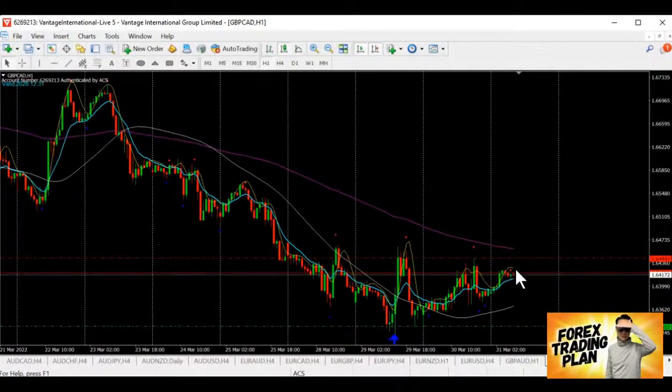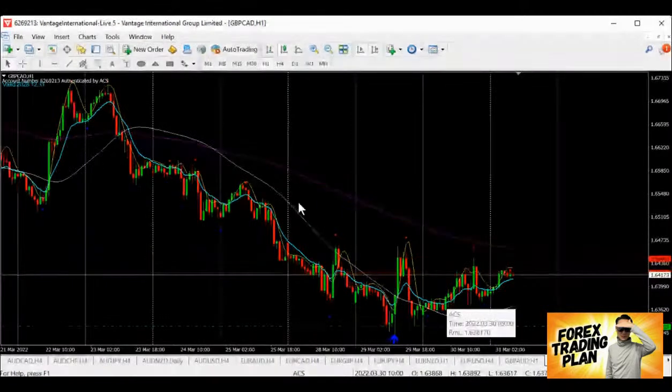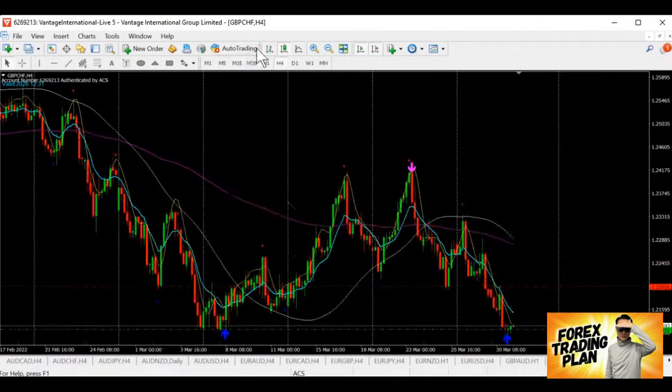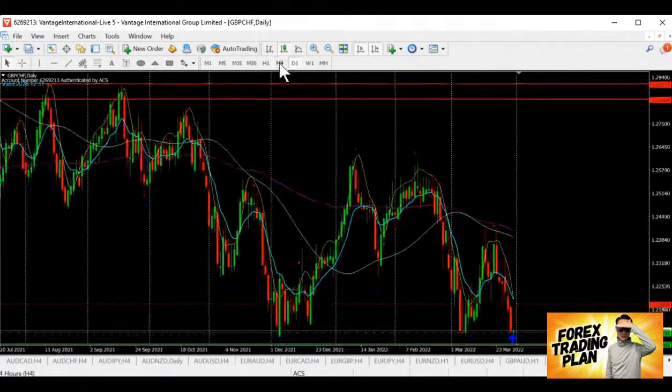Okay, today is a retracement day. So if we are going to sell this, it's a bit risky. So I'm not going to touch Pound CAD for this 4-hour session. Maybe perhaps on the second half of the day there will be a chance. All right, so Pound franc today.